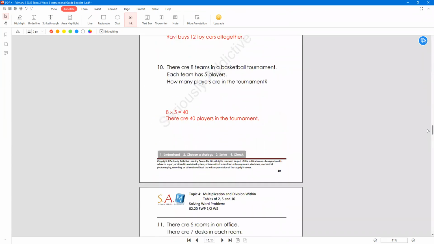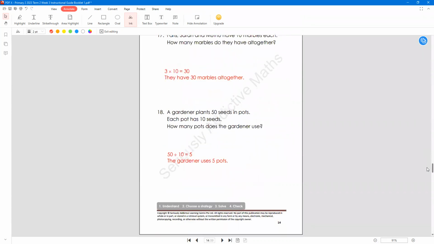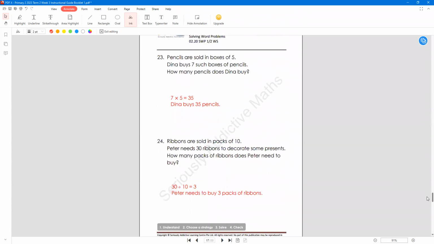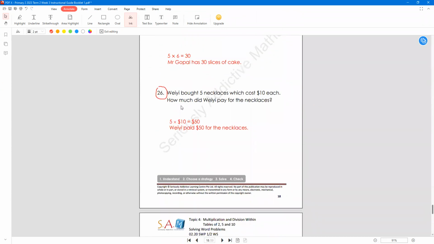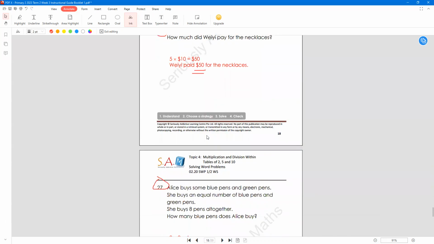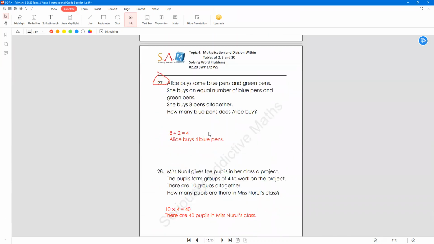After that, I'm skipping a lot of questions because I think they are quite okay with it. So page 18, question 6: we bought 5 necklaces, which cost $10. How much did we pay? So 5 necklaces, like 5 groups, 5 times $10. The reason why I'm getting them to do this is take note that they must write the currency in, the unit of measurement. Many would just say 50, and that's wrong. So they have to write at least pay $50.